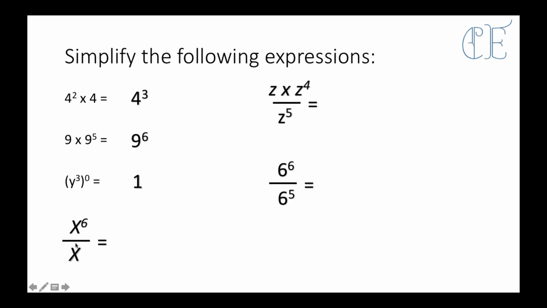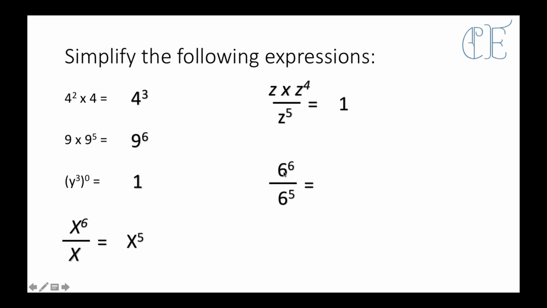So 6, and we're doing a division, so we take away. 6 take away 1 is x to the power of 5. This one's a little bit harder because we have z to the power of 1 and z to the power of 4, which ends up as z to the power of 5 divided by z to the power of 5. Well, 5 divided by 5 is 1, so our answer would just be 1. If you're not sure on that one, just go back to the special rules I talked about and see if you can understand what I mean.